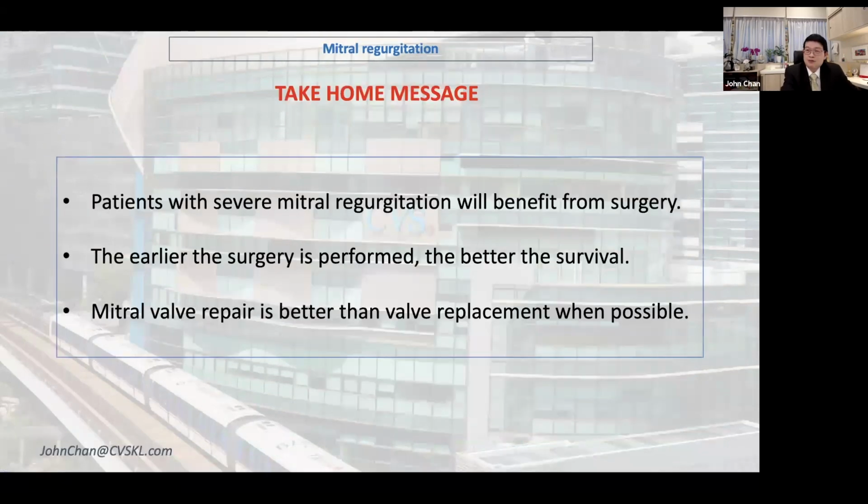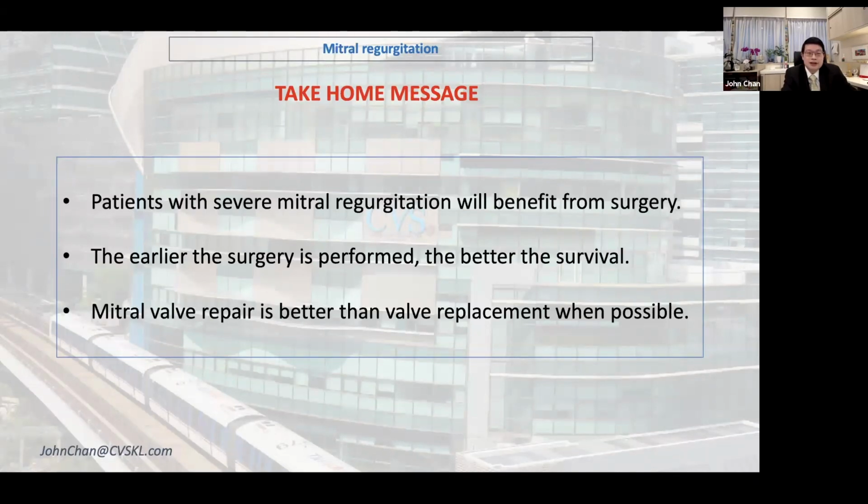So the take-home message for mitral regurgitation: patients with severe mitral regurgitation will benefit from surgery. The earlier the surgery is performed, the better the survival. Mitral valve repair is better than valve replacement whenever this is possible. In most cases of degenerative mitral regurgitation, in 95% of cases where the problem is wear and tear or a ruptured cord, for example, in most of these cases, we can successfully repair the mitral valve and there is no need to replace the mitral valve.